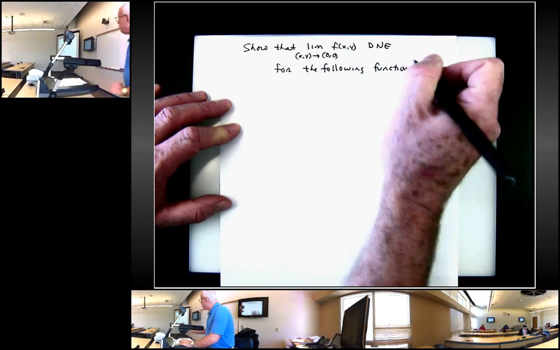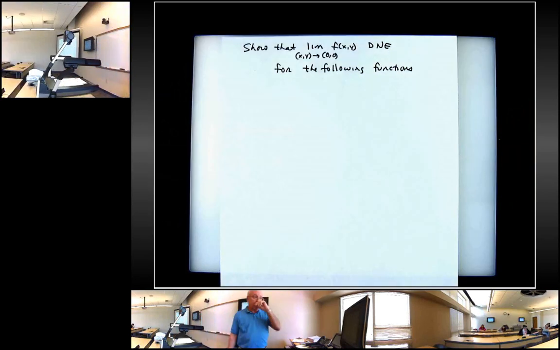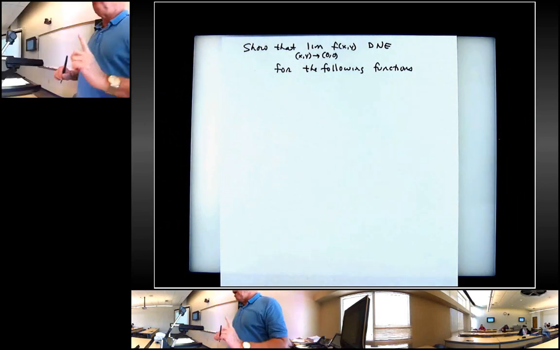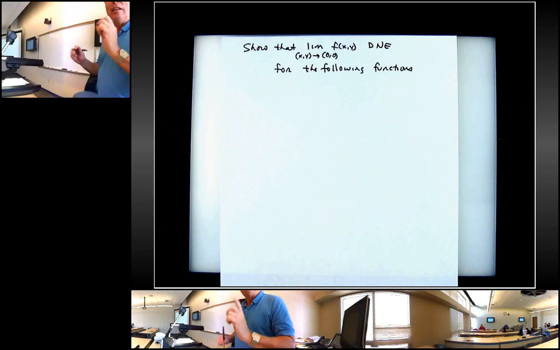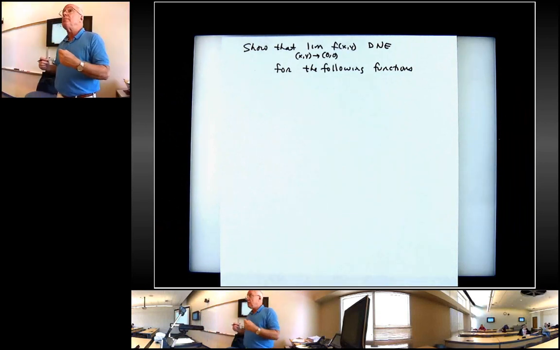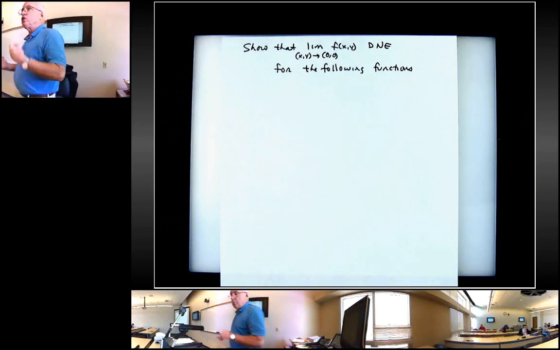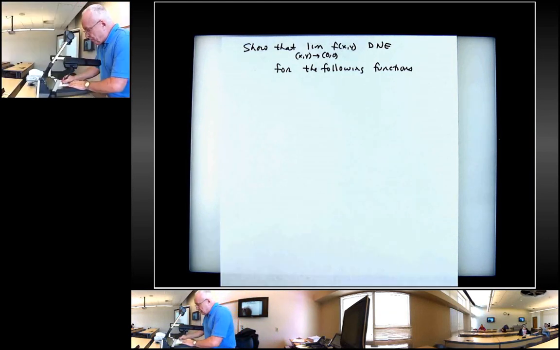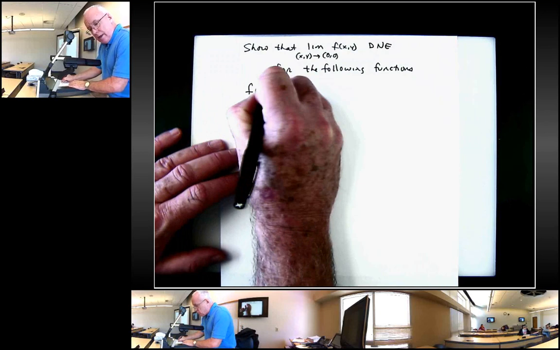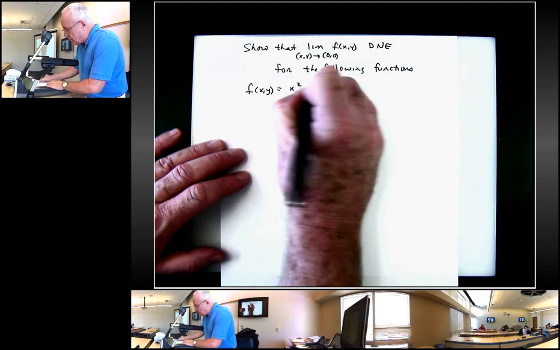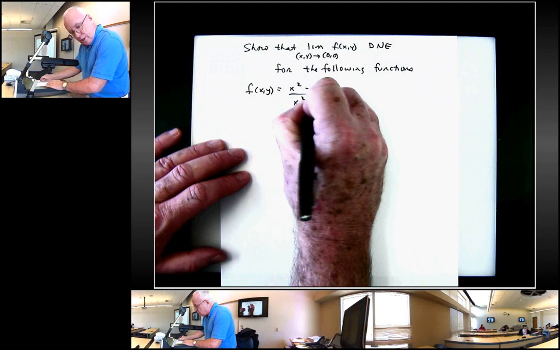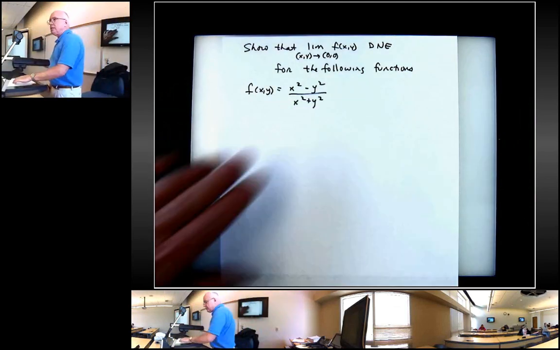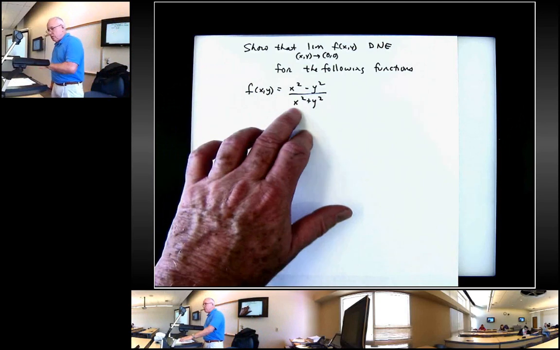All right. So what's kind of nice from your perspective is that you already know there's a problem. That tells you that you're going to have two different limits depending on which way you approach. But you have to show that you get two different limits. So our first example here is f(x, y) equals (x squared minus y squared) over (x squared plus y squared). And we know that this thing is not continuous at 0, 0.